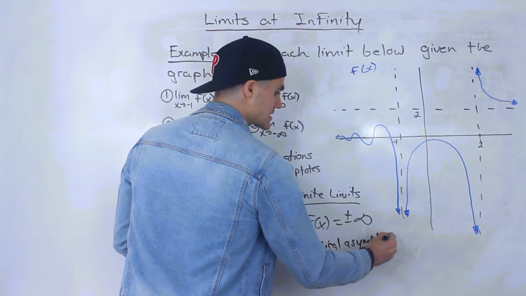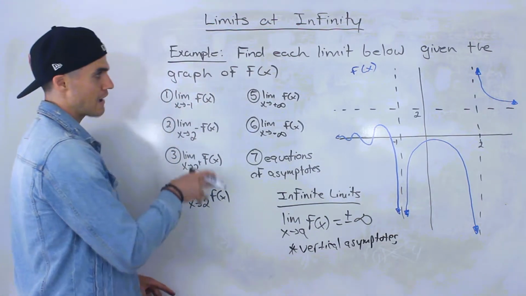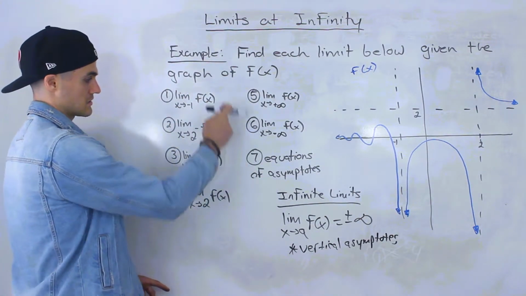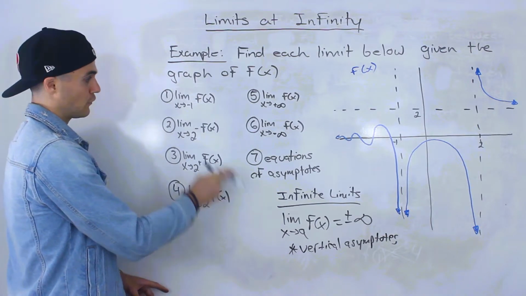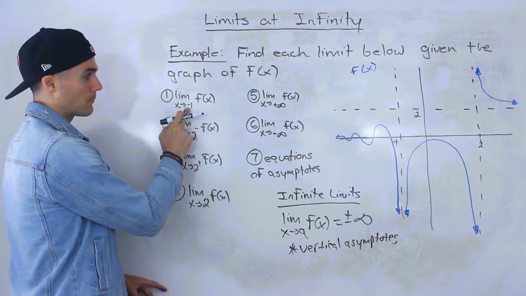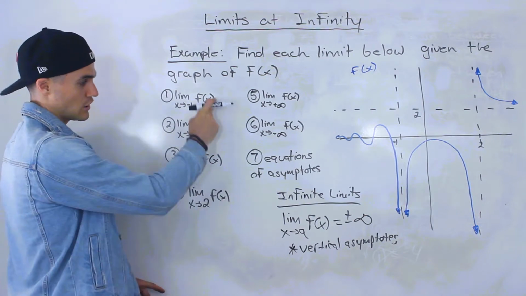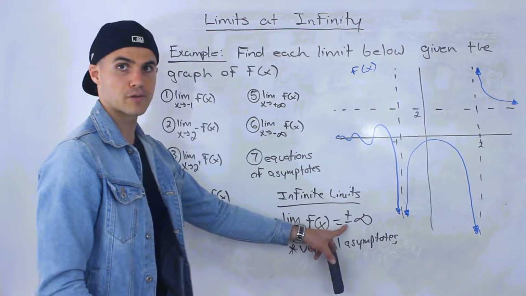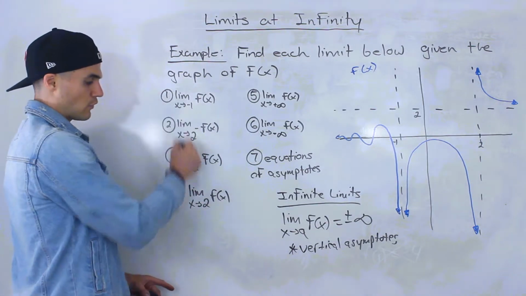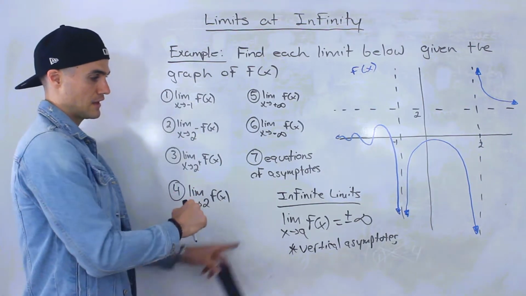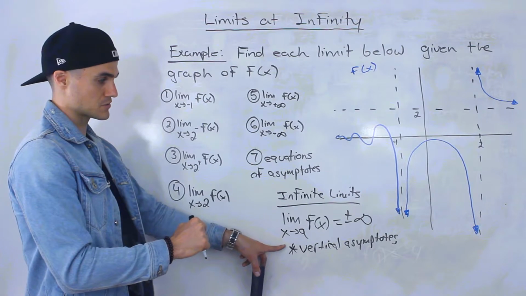And notice in this example that I've written out, I actually have a couple of infinite limits. Actually, limits 1 to 4 are infinite limits. Notice they're in the format limit as x approaches a number of f of x. And actually, these are going to end up equaling plus or minus infinity, as we'll see. So 1 to 4 are infinite limits, and infinite limits deal with vertical asymptotes.